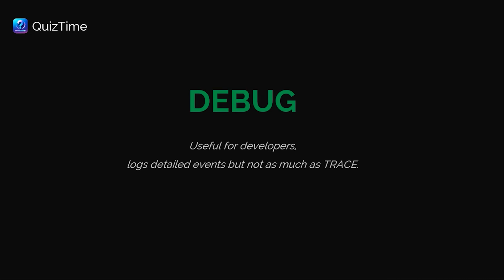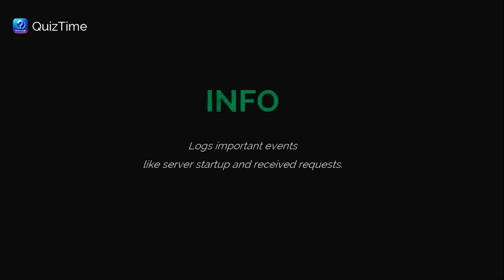Next, we have debug. It is useful for developers. It logs detailed events but not as much as trace. Next, we have info. It logs important events like server startup and received requests.